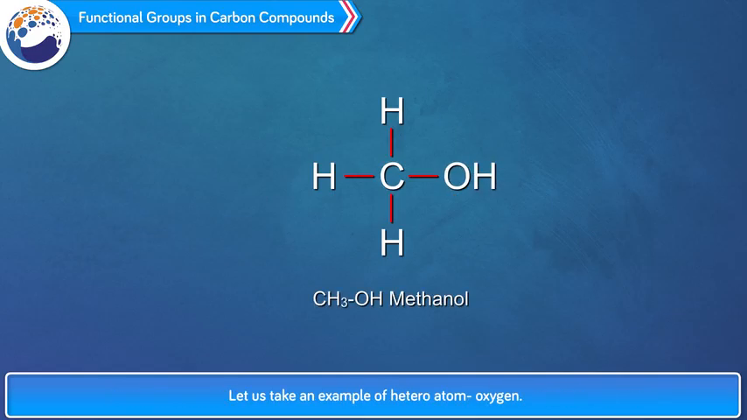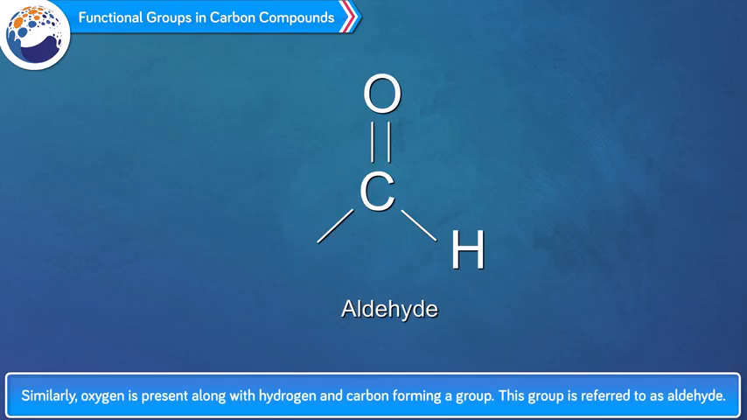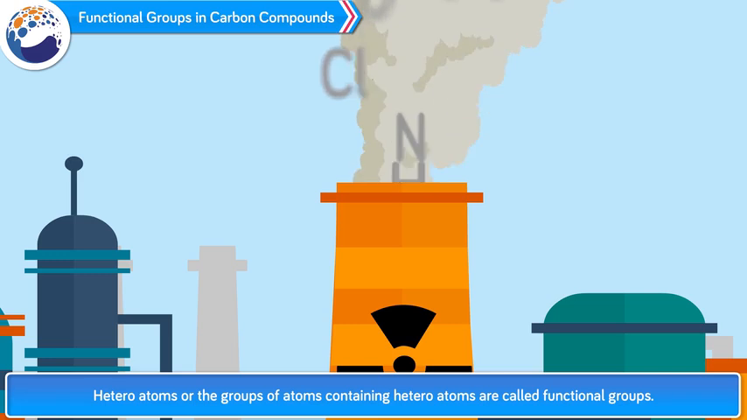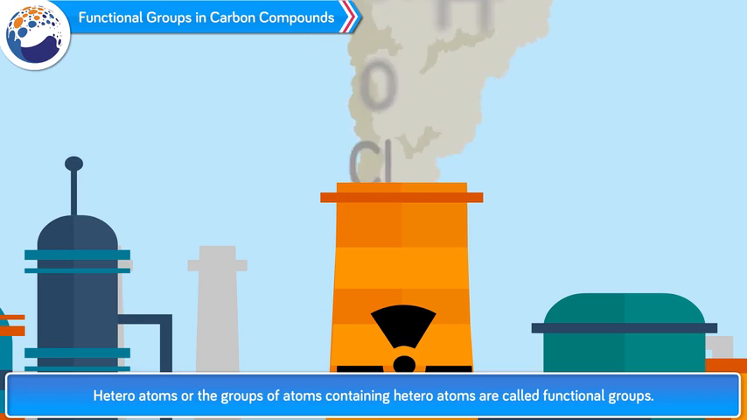Let us take an example of the heteroatom oxygen. In alcohol, oxygen is present along with hydrogen. Similarly, oxygen is present along with hydrogen and carbon forming a group. This group is referred to as aldehyde. These compounds acquire specific chemical properties. Heteroatoms, or the groups of atoms containing heteroatoms, are called functional groups.